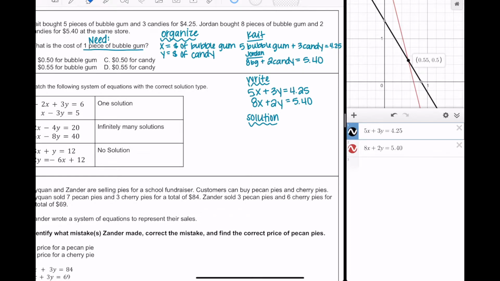Okay. Now, when I look at those intersections, I see something that looks a little bit more like money. So this looks a little more promising. All right, so our solution is 0.55, 0.5. Now, when I turn this into money, that is 50 cents or 55 cents, right? Well, we wanted to find the price of a piece of bubble gum. Well, bubble gum was X, so that's the cost of bubble gum, and Y was the cost of candy. So 1 piece of bubble gum is 55 cents.